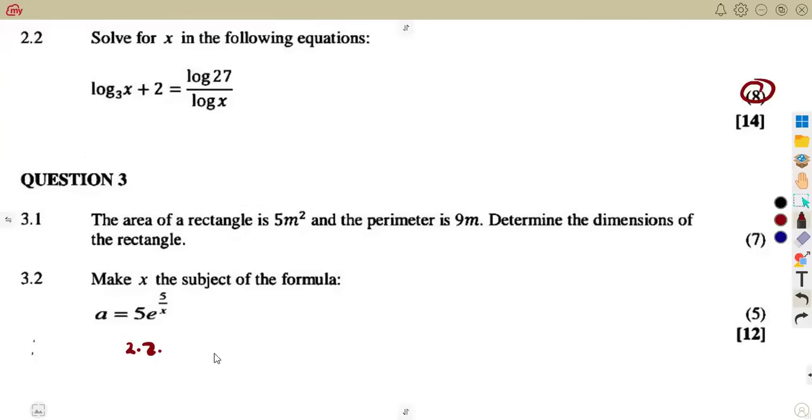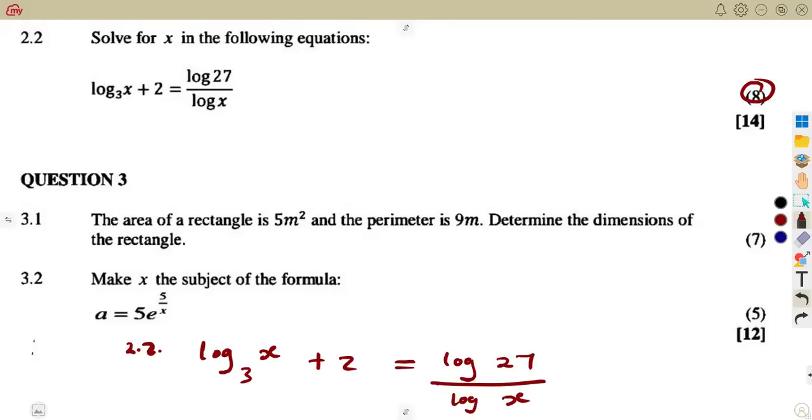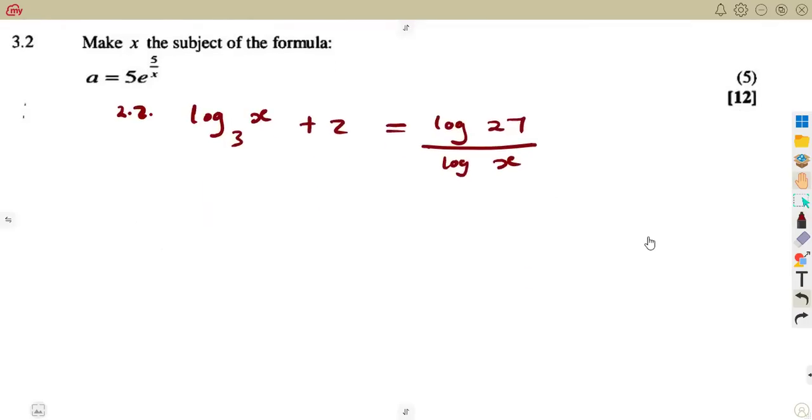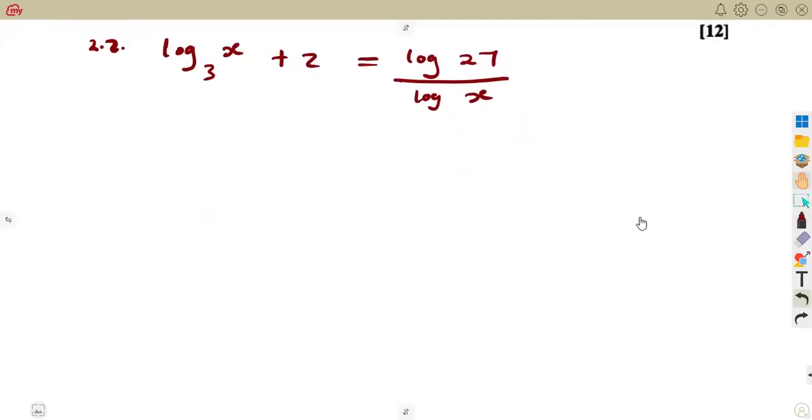All right, 2.2 for 8 marks. Let's see what you're given there. Solve for x, given the logarithm of x in base 3 plus 2 is equal to the logarithm of 27 over the logarithm of x, like this. All right, so guys, this was a weird type of question that we just needed to figure out what is happening here. There is log x base 3. Look properly here. And there is log 27, then there is log x.